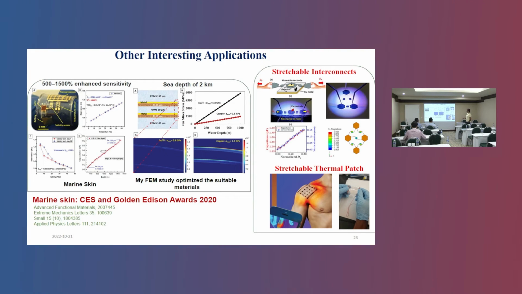Okay, so other interesting applications we worked on is this marine sensor. This marine sensor can detect, track and measure the different parameters in the sea. You can check the temperature, the pressure, the salt contents, all those things. So this one full package can do all three tasks. We pasted this on the skin of a fish, and it was covered by different media, and also we got the CES Golden Edison Award 2020 because of this work.